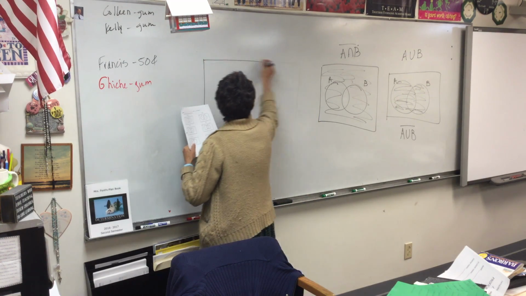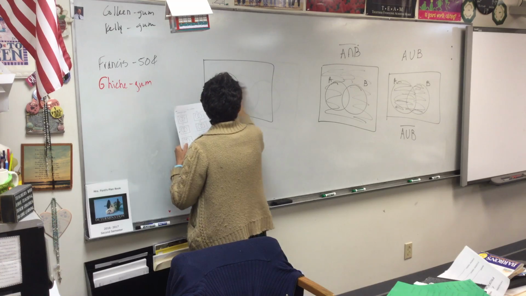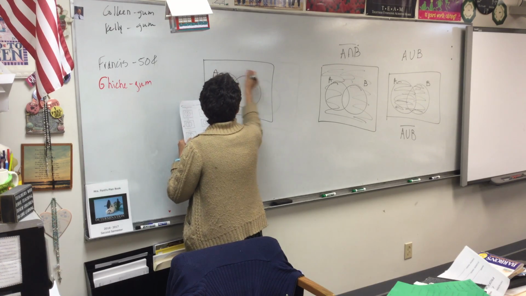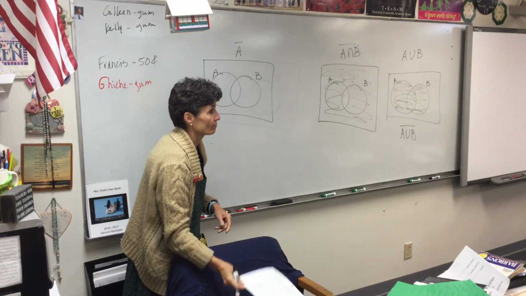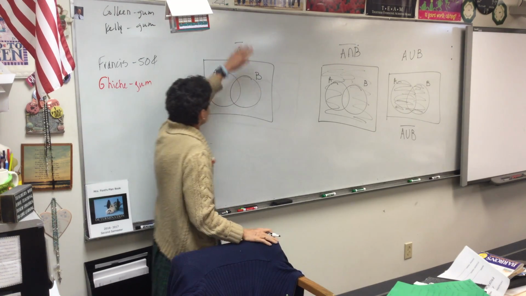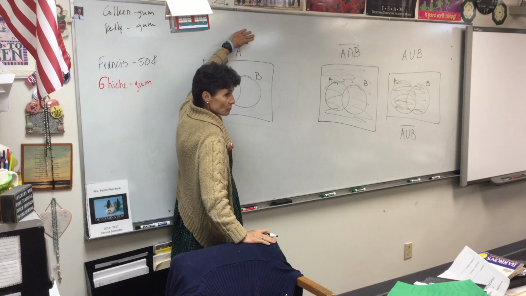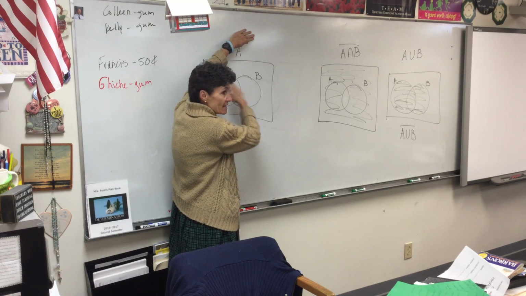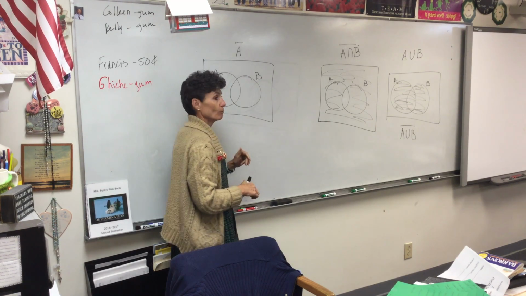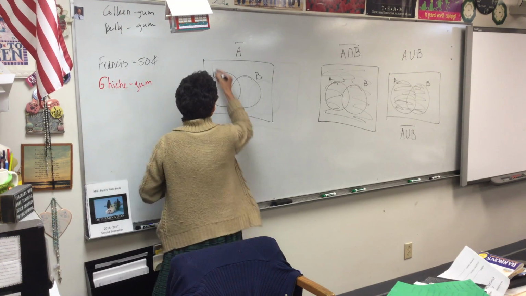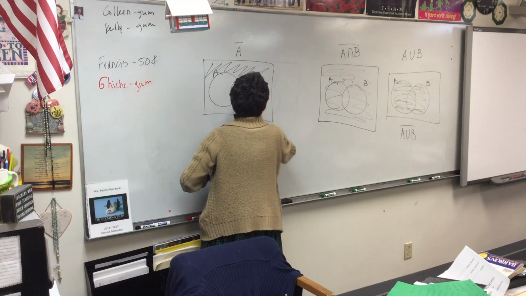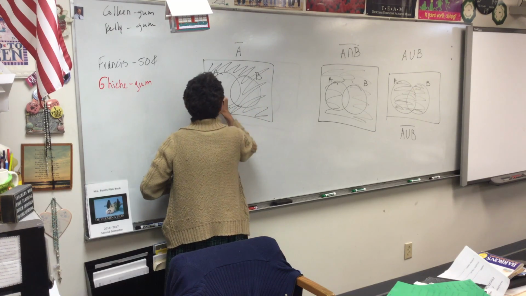What do you think this means? Okay, well, what does that mean? Everything but A. Yeah, that's right. That means color in the A circle. Putting a bar over it means color in everything except the A circle. So we're coloring everything except the A circle.